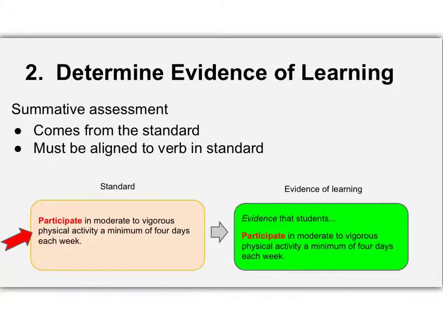Okay, so let's talk about the kind of evidence required for the summative assessment. This is the assessment at the end that will let you know whether or not students have achieved the entire standard. So what we do is we look at the verb in the standard, which is participate. The evidence that you will need is that students have participated. And there will be alignment if there's a match between the verb in the standard and the evidence that you get.